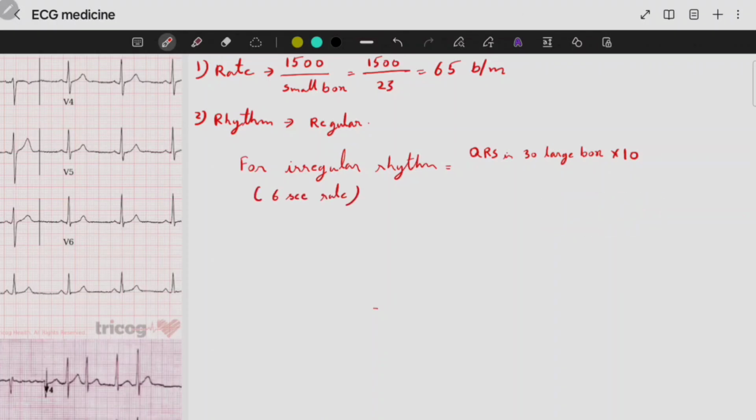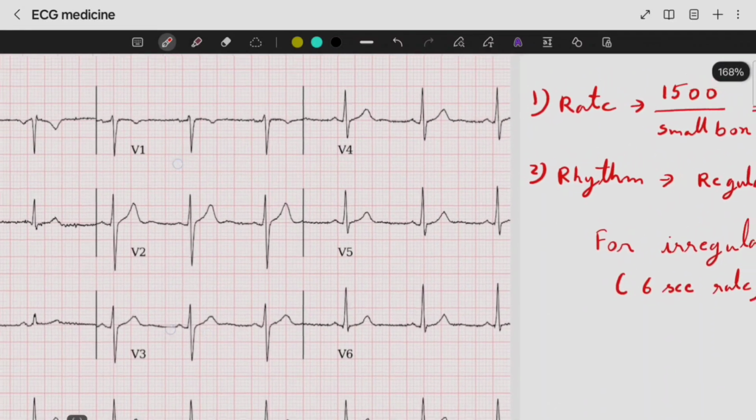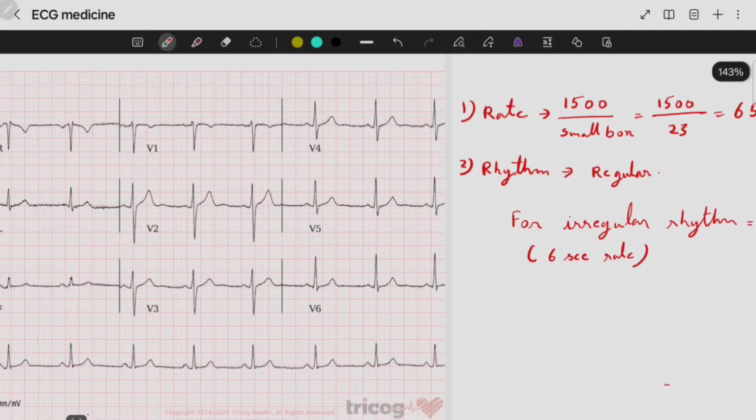So we have done the rate and rhythm. Next, how can you find whether the lead placement in the ECG is right or wrong, or whether it is a case of dextrocardia or not. For this, you have to see these leads, V1 to V6. In these leads, you can see the R wave and the S wave.